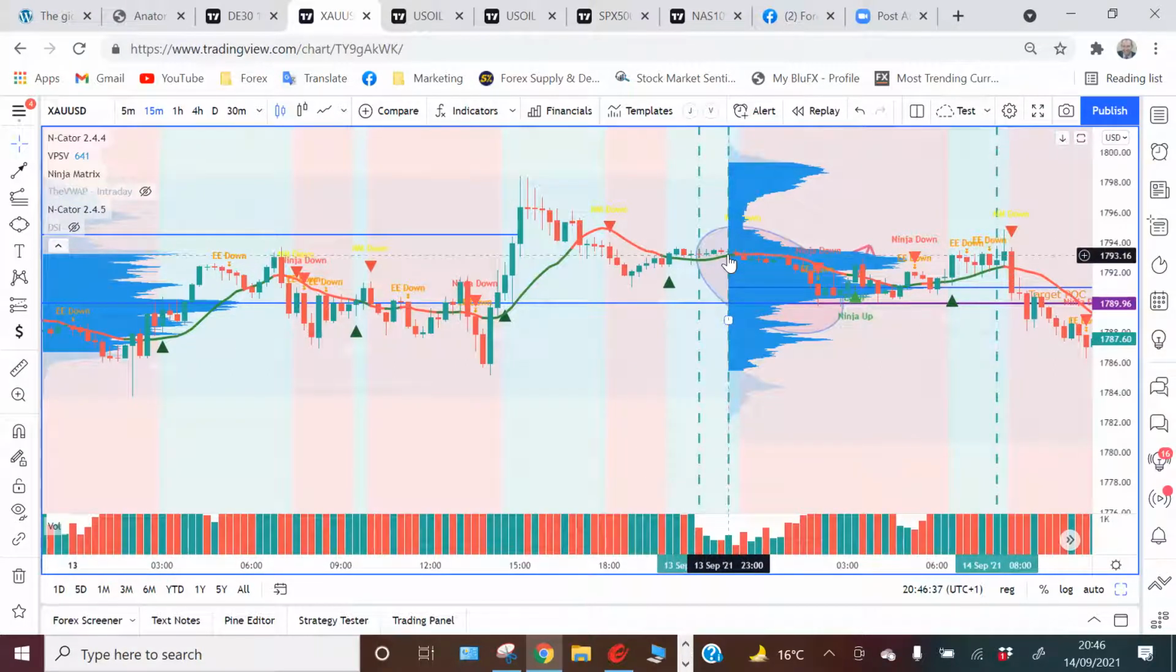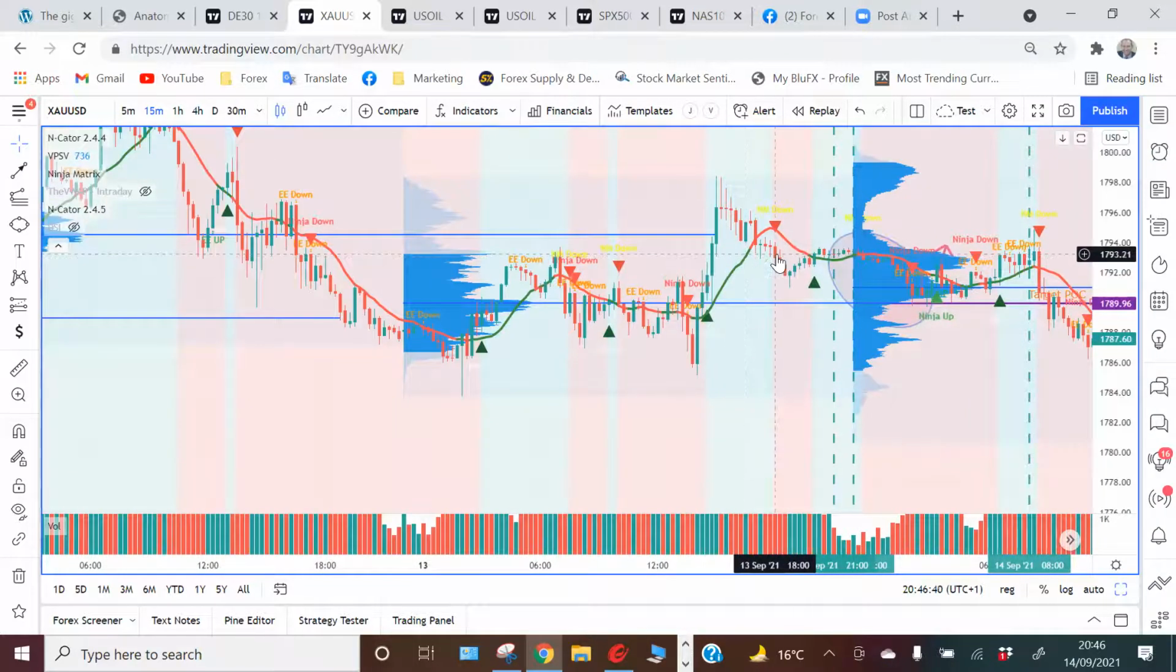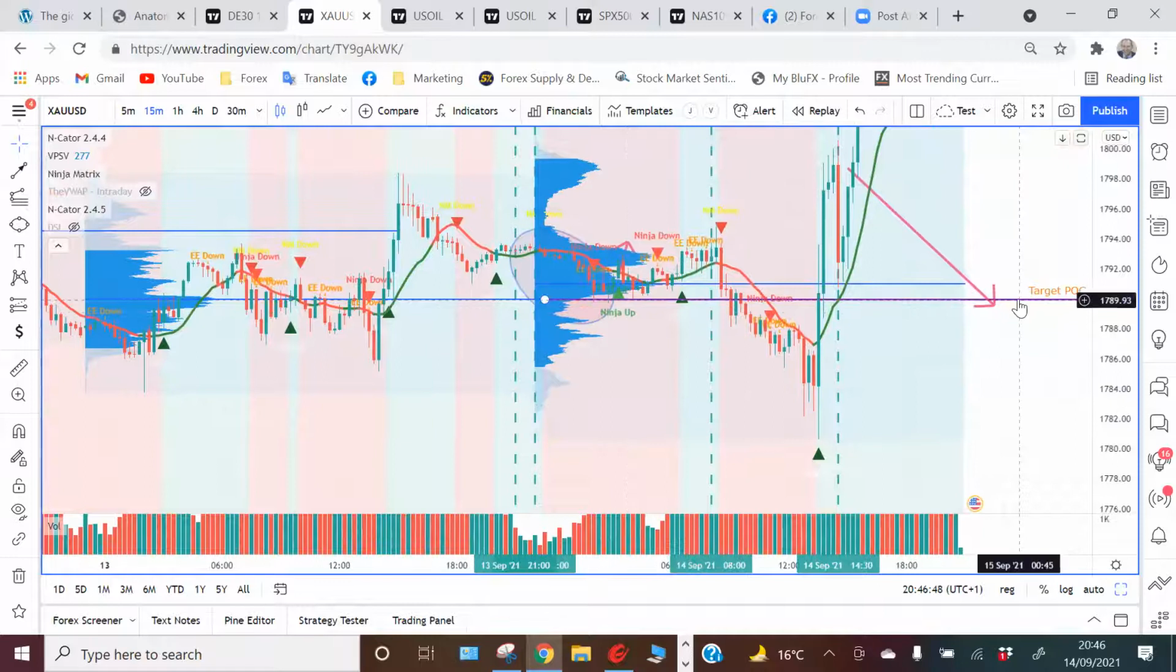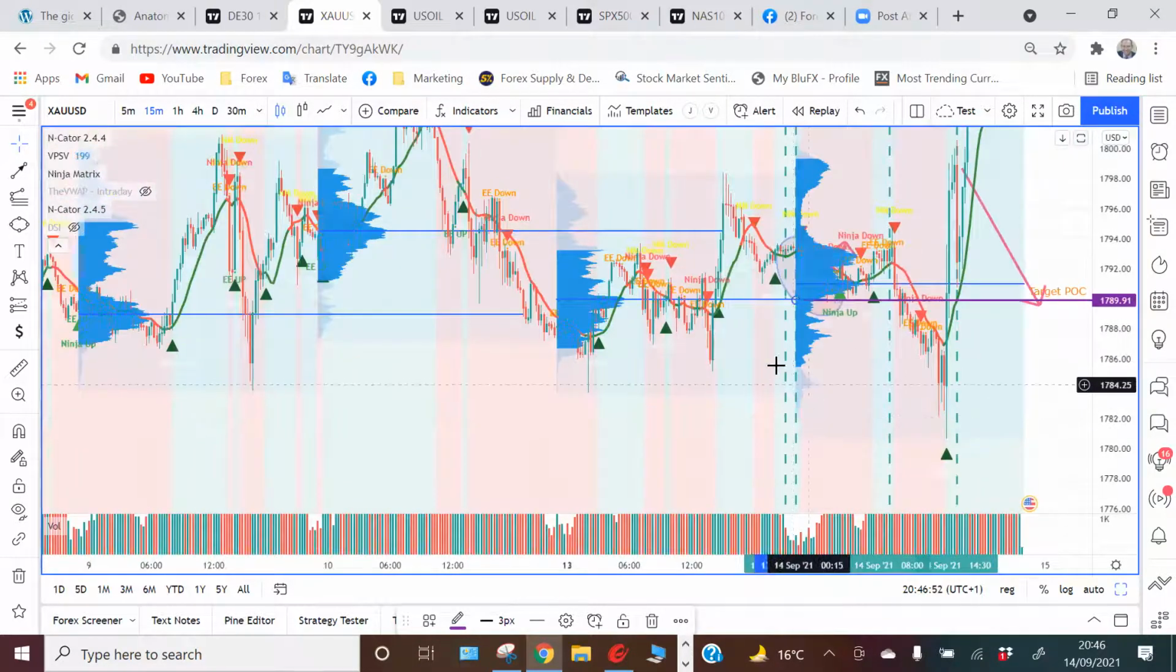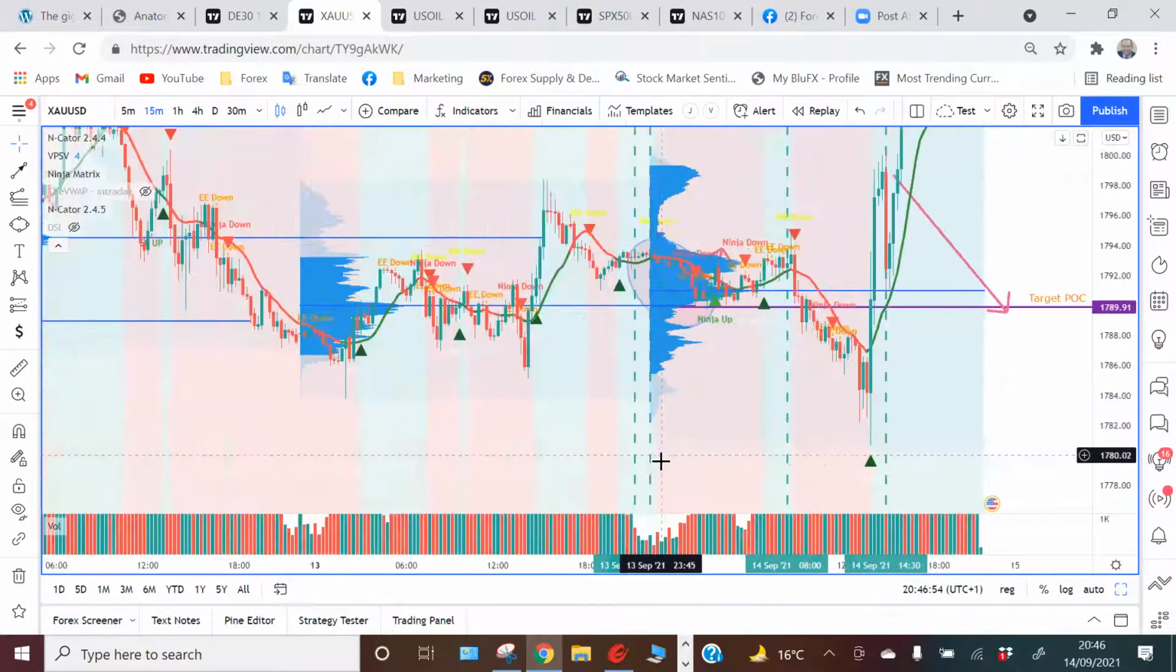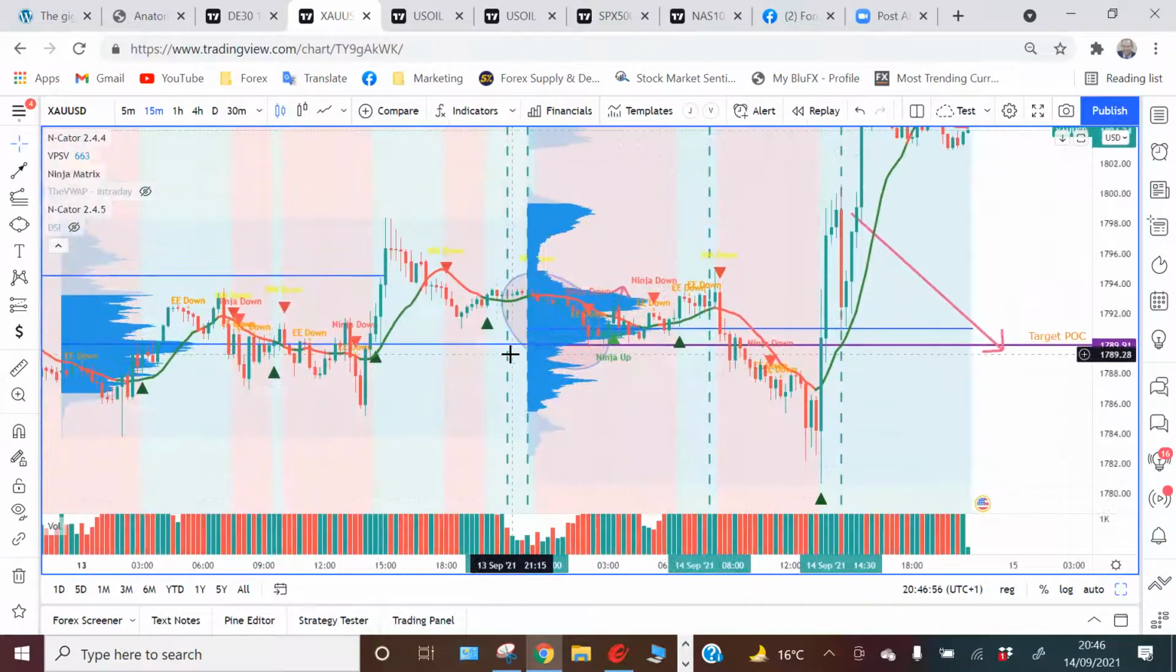Right? Where's the point of control from the previous day? Is that the blue line? That one down there, isn't it? Yeah, that one there. So all I'm going to do is make sure that I've just extended that. So that's the market close, that's the market open. And we're wanting it to go to that. And guess what? It does it almost too easy. Boom.